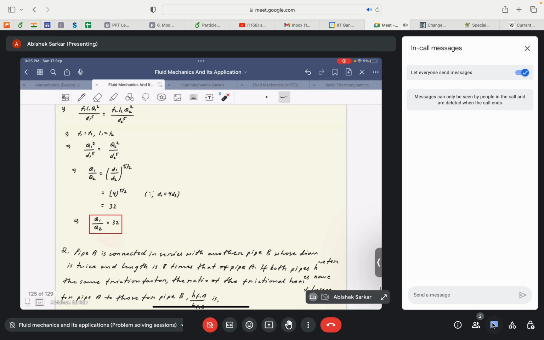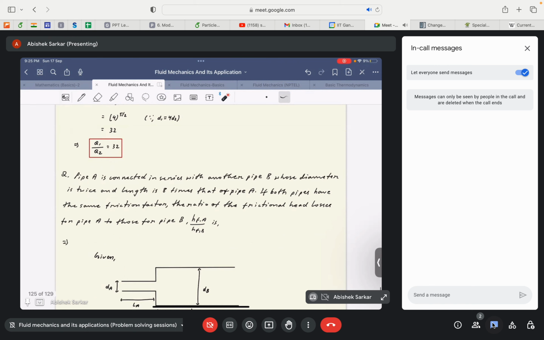Okay, it's pretty much simple steps, but the concepts need to be very clear. We do not want to interchange the concept of series pipes and parallel pipes. Again, we take another example.